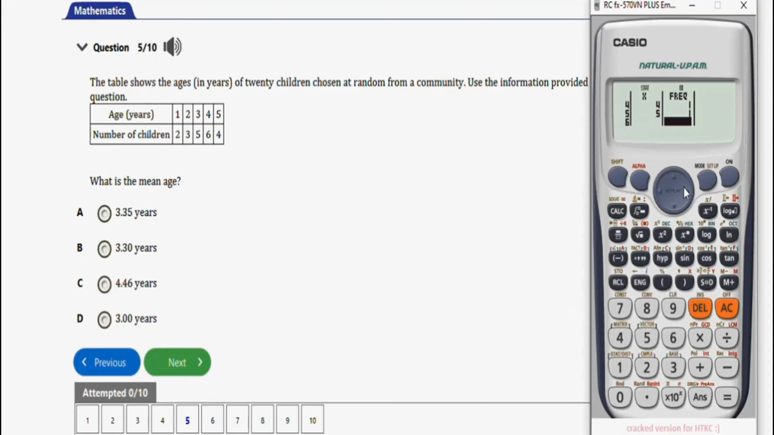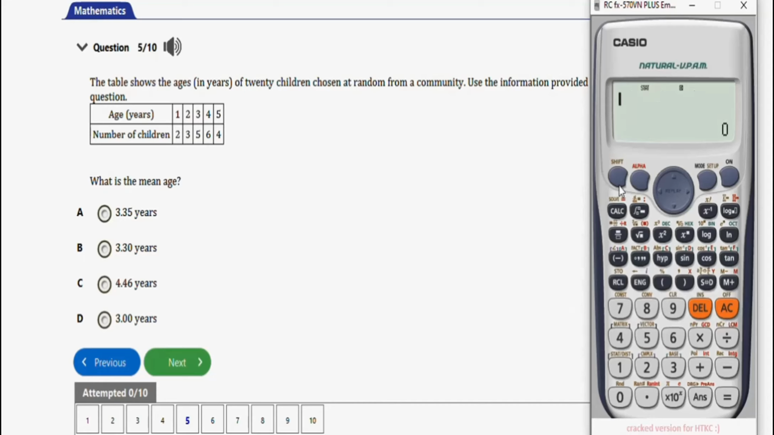Okay, so let's go to the frequency column. When x is 1, the frequency is 2. Then when x is 2, the frequency is 3. When x is 3, the frequency is 5. When x is 4, the frequency is 6. When x is 5, the frequency is 4. So we are good to go. As you're inputting the values, they are being stored on the calculator automatically. So let's press AC now to find what we have to find.